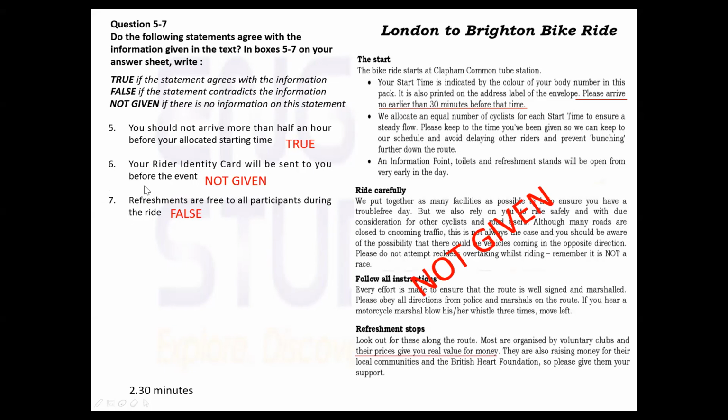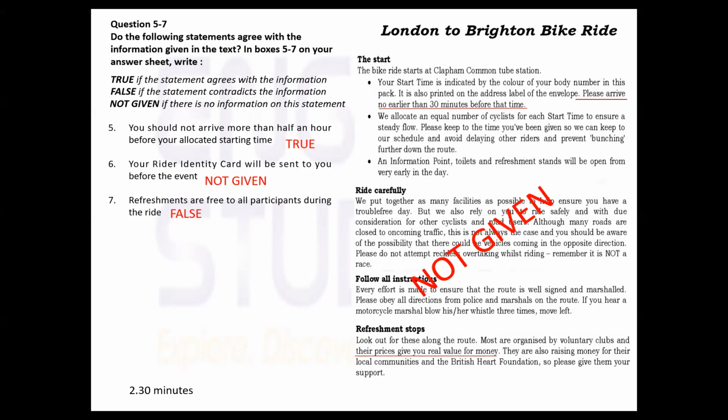Number 7, karena sini nggak ada jawabannya jadi saya jawab aja ya. Refreshments are free to all participants during the ride. Why is it false? Because here we have kata-kata refreshments, di sini berarti most likely jawabannya ada di last paragraph. Refreshments are free, itu kata kuncinya. Look out for this along the road. Most are organized by voluntary clubs and their prices. We have prices here. It means that that's not free because we have prices. So it should be false. Give you real value for money. Okay. Number 7 is false.